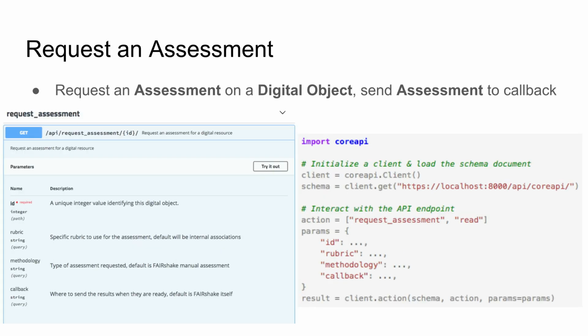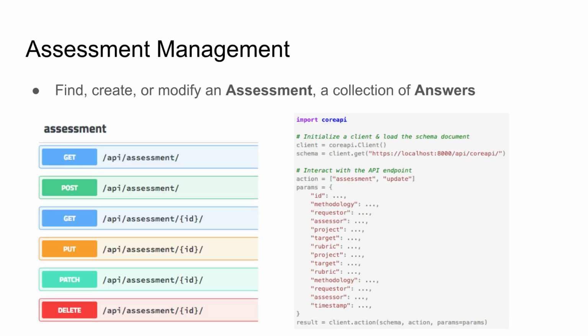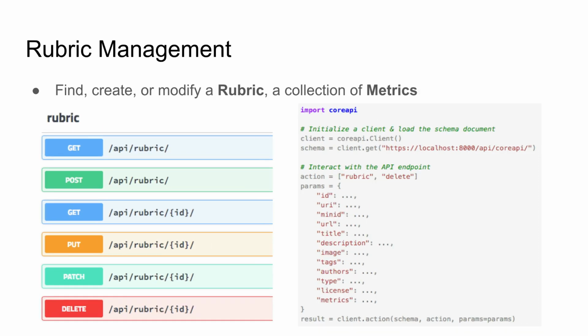Request Assessment API is a way of enabling a service to request that a given digital object receive an assessment in the near future, offering a callback for where to send the results. The Assessment Management API allows you to create assessments or collections of answers to questions that are described by the rubrics we saw before. The Rubric Management API allows you to find, create, or modify rubrics.